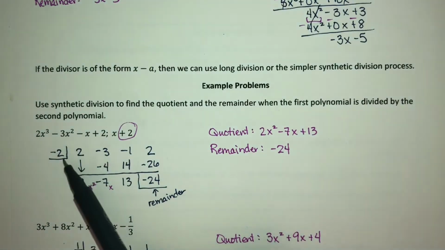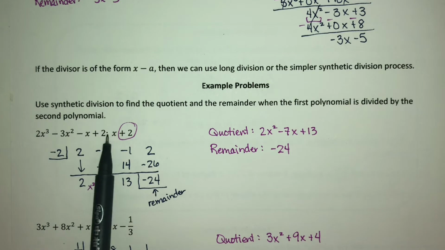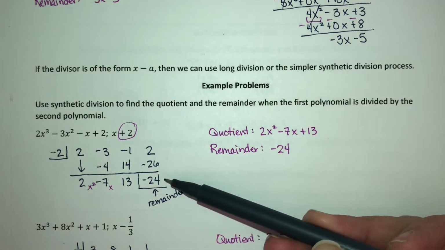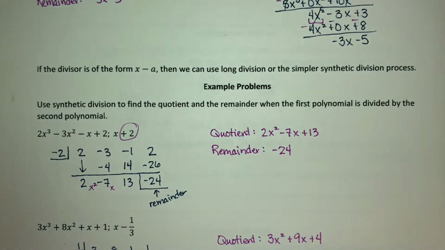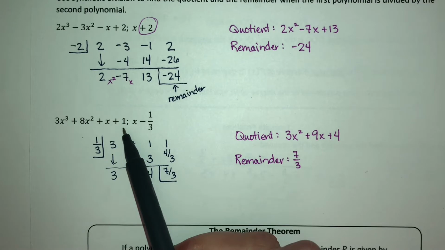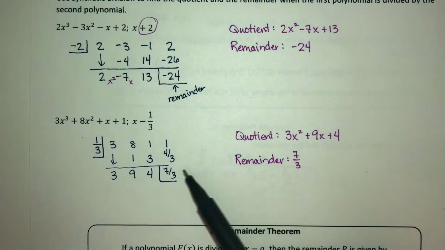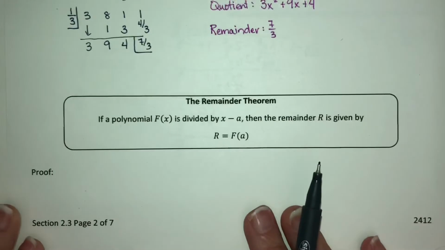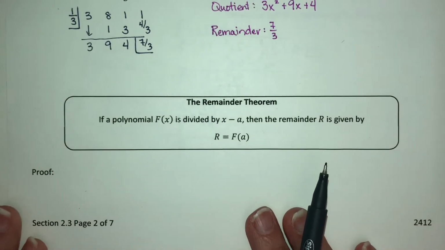In other words, if I had plugged -2 into this equation, and if I did all of the arithmetic, my answer would be -24. Here, if I plugged in 1/3 in for x here and did all of the arithmetic, I will end up with 7/3. Now, I'm just going to show you that this is true because it seems sort of weird.